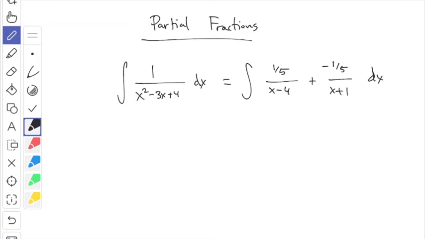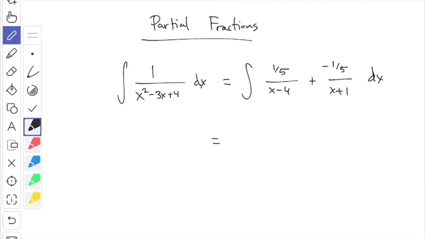Now, what we need to talk about today is how do you figure out what those numerators are, the 1/5 and the minus 1/5. The denominators are just the factors of the original polynomial, but how do you find those numerators? If you don't believe me, you could verify that this is correct by making a common denominator and adding the stuff together. But the real question is, how would you determine those numbers if you didn't already have them given to you?